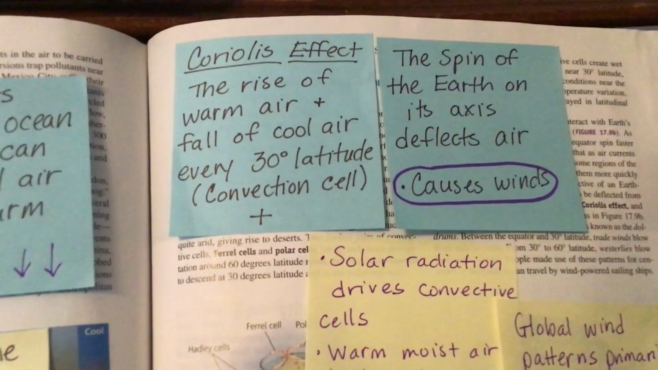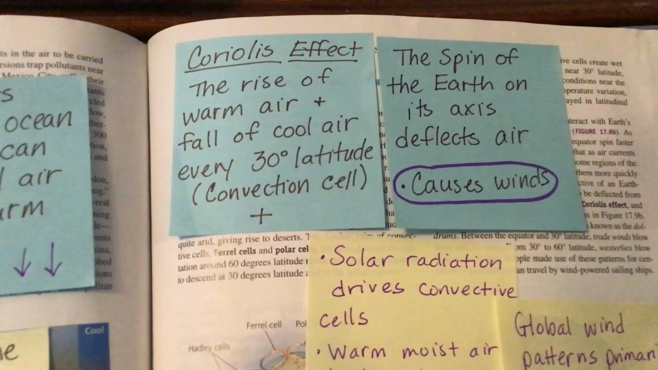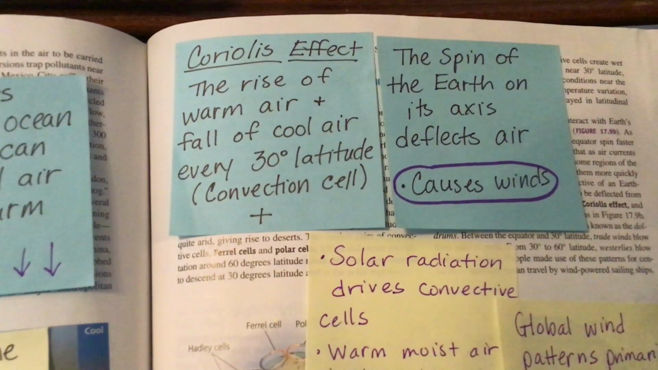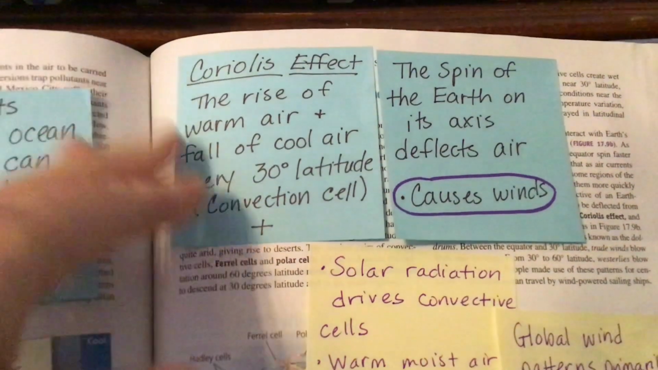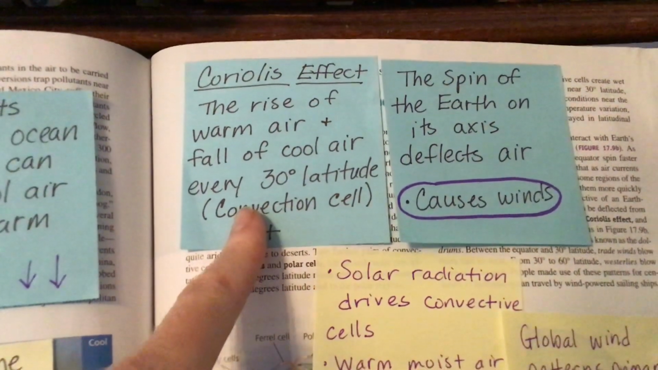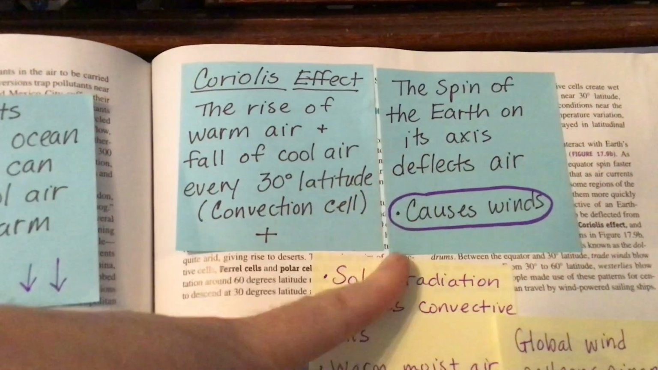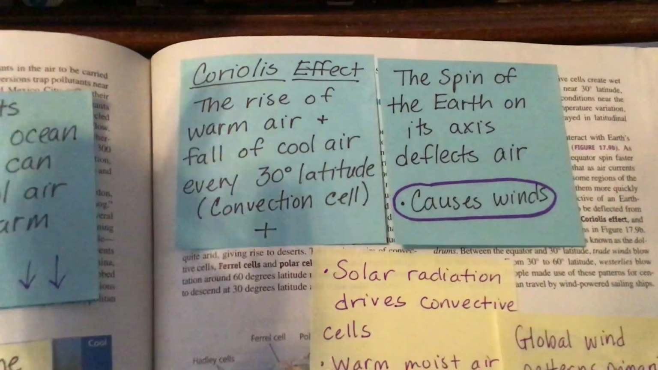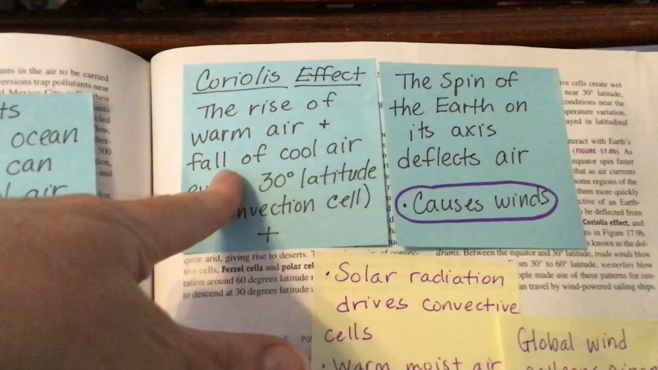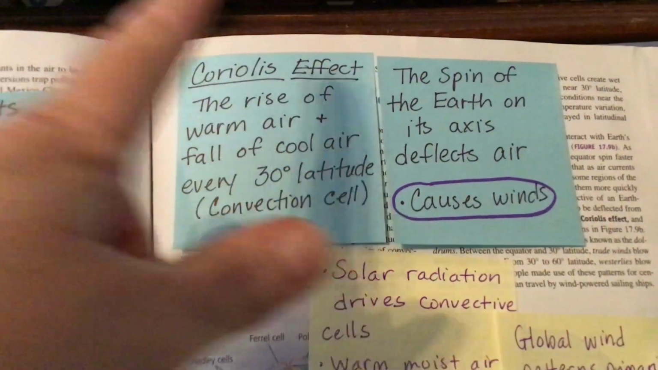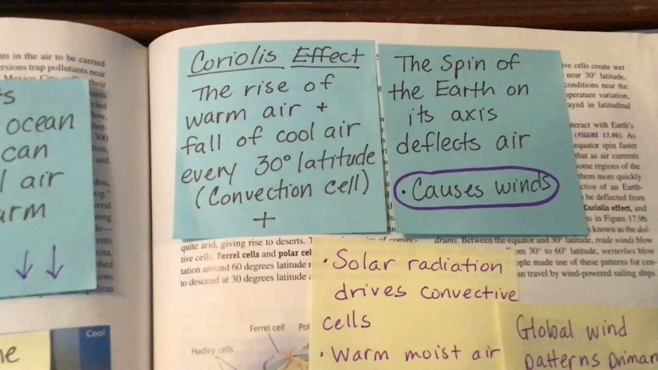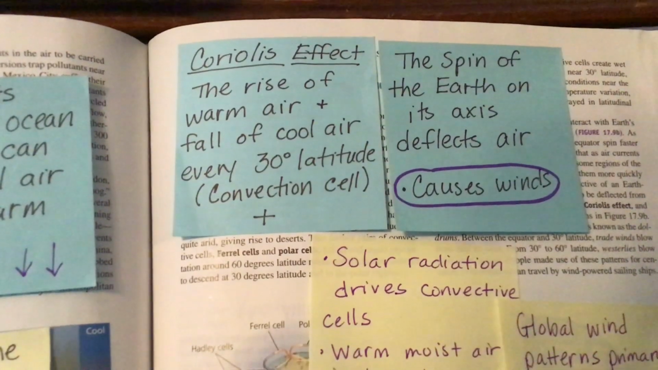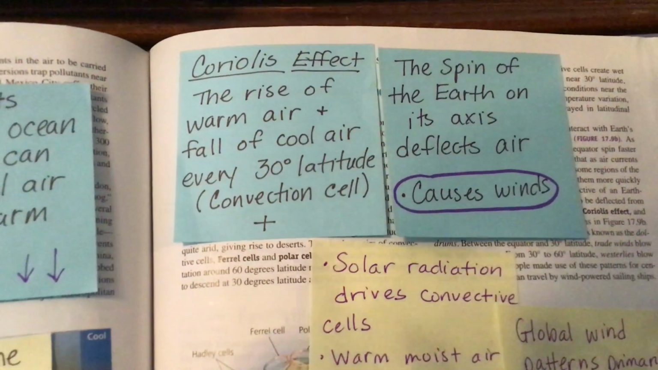All right, going on to page 455. On 455, we talk about the Coriolis effect. So what we learned on the last page is that the rise of warm air and the fall of cool air, which we call a convection cell, occurs mainly every 30 degrees latitude. And then the spin of the Earth on its axis deflects the air. This causes winds. So the Coriolis effect is both rise and fall plus the spin of the Earth. Now in this chapter, we're talking about it in terms of air, but the Coriolis effect also diverts water currents in the ocean and also any other kinds of liquid as well.